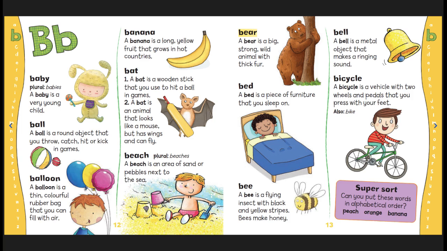Bear. A bear is a big, strong, wild animal with thick fur. Bed. A bed is a piece of furniture that you sleep on. Bee. A bee is a flying insect with black and yellow stripes. Bees make honey. Bell. A bell is a metal object that makes a ringing sound. Bicycle. A bicycle is a vehicle with 2 wheels and pedals that you press with your feet.